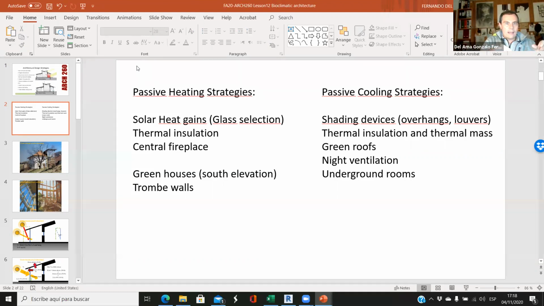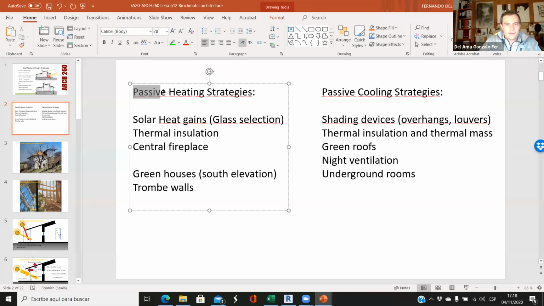We can't change the glass of our windows. Well, we can, but we cannot change it today and tomorrow. We have to make that decision, and we are designing this house with triple glazing, and that's it. We can't change the slope of the roof. We can't change the fireplace. If there's a fireplace, we can't change it. So those are passive strategies.